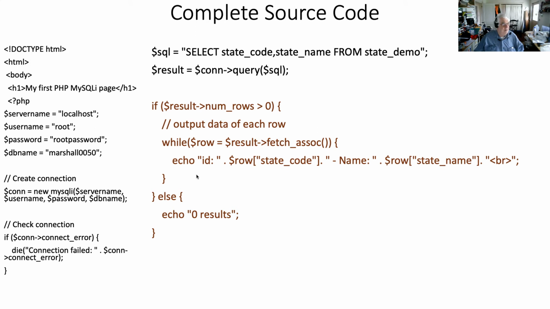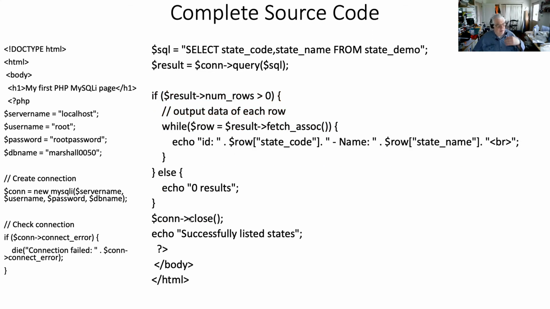And so it's going to keep running that while from here to here until it didn't find anything, till the fetch gives it a false, and then it's going to fall out. If we came here and it didn't find any rows, it would have said 0 rows. Alright, and then as a good camper, I'm going to connection close. I'm going to echo successfully listed states, and I'm out the back of the program, or the PHP code.